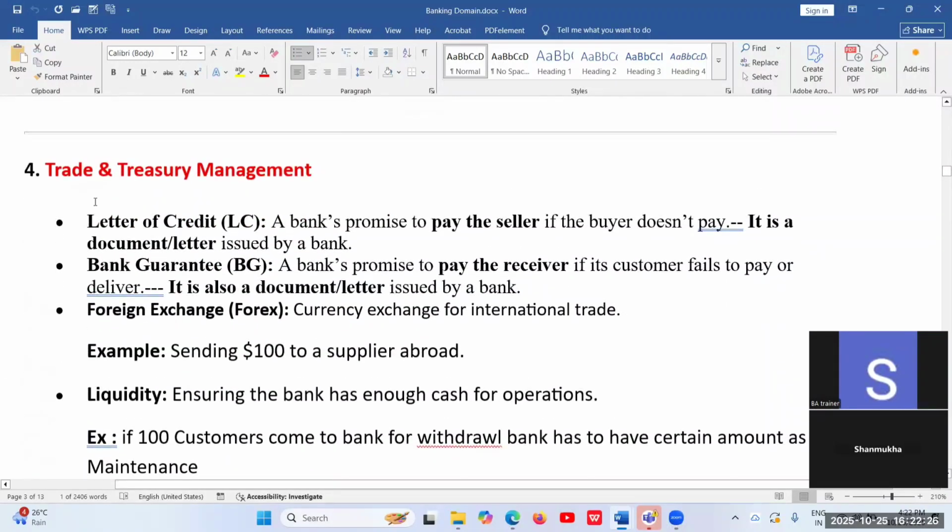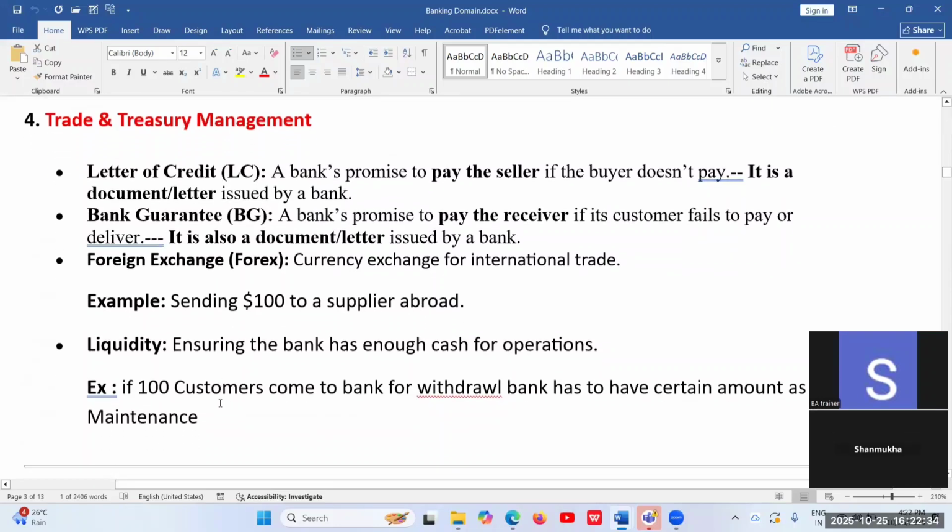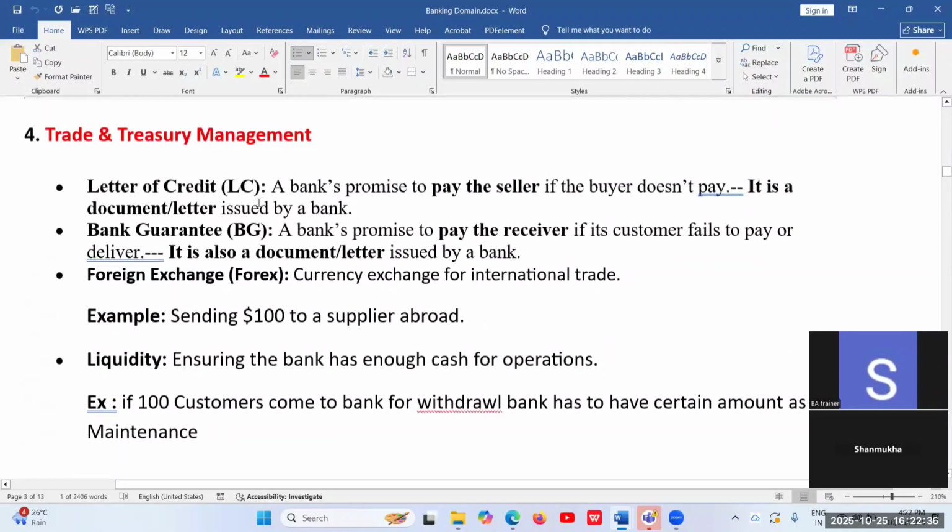Okay, then we have treasury management, in which we have letter of credit, bank guarantee, foreign exchange, and liquidity. So let's start with the letter of credit. A letter of credit means a bank promise to pay the seller if the buyer doesn't pay. It is like a document or letter issued by a bank.